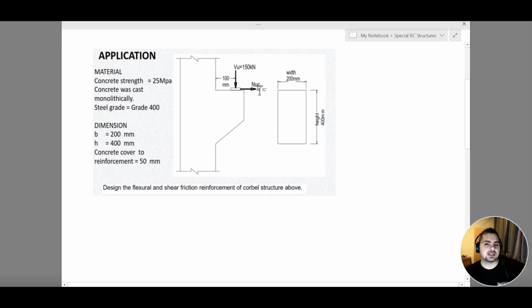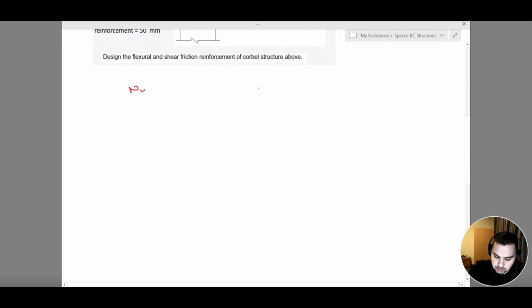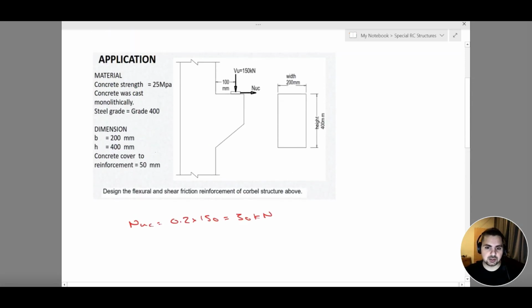Now trying to calculate NUC due to temperature effects is going to be very hard and very complicated. So what we do is we take a practical assumption into consideration, which is that my NUC equals 0.2 VU, which means that my NUC equals 0.2 times 150, which equals 30 kilonewtons. So this is how we basically find our NUC.